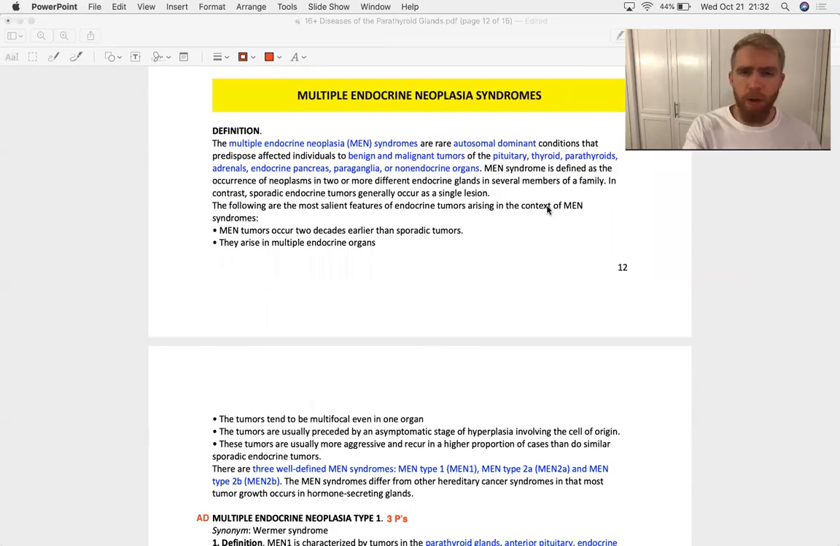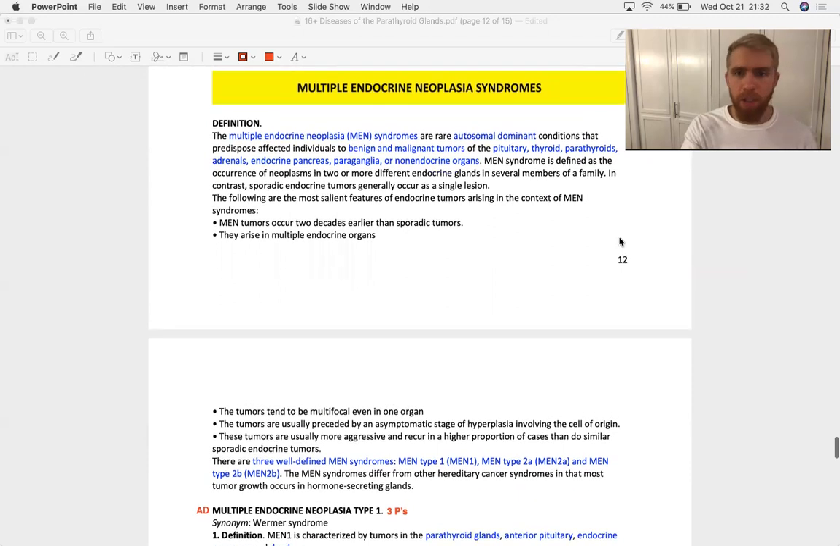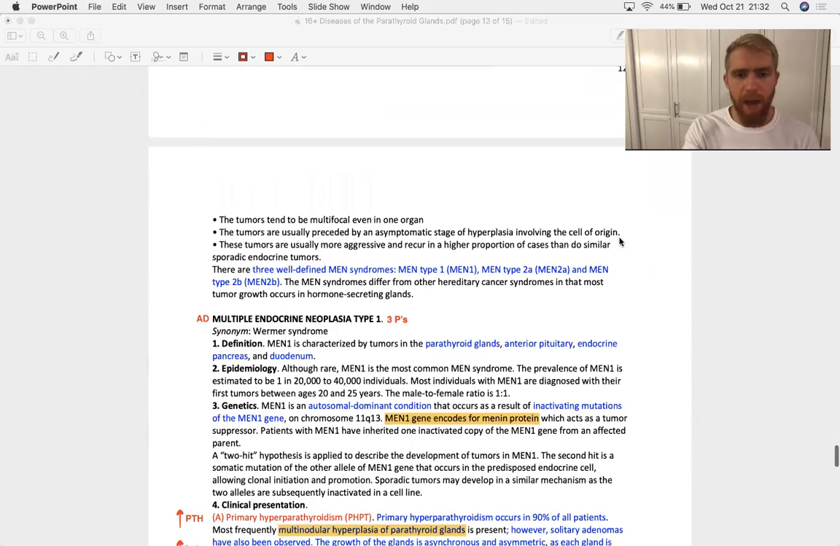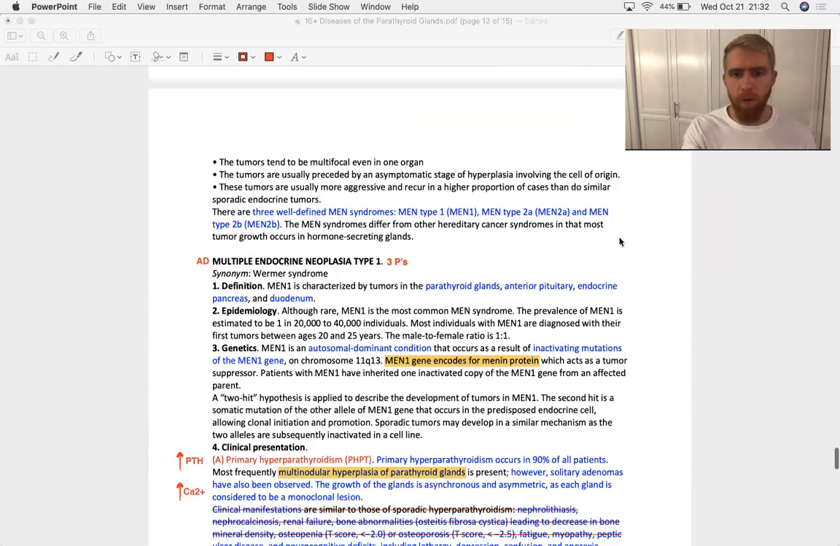Finally, multiple endocrine neoplasia syndromes. You guys can study most of these on your own. First Aid's got a good look at it. And there's really not much I can tell you because this is just the match game. You know, this is the vocabulary test. You either know it or you don't. You've got 3Ps, 2P, 1P going from type 1 to type 2A to type 2B.